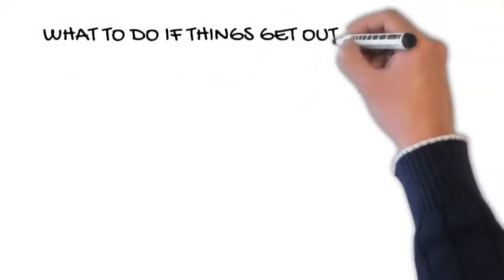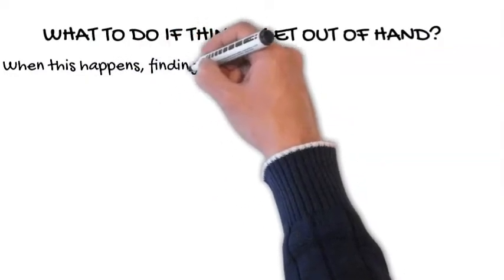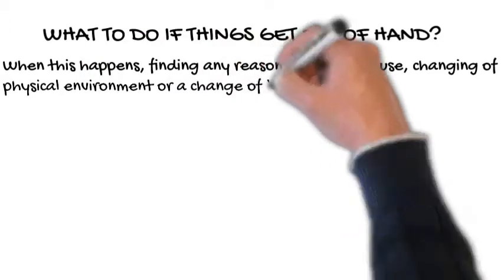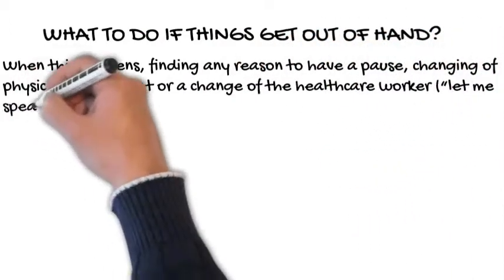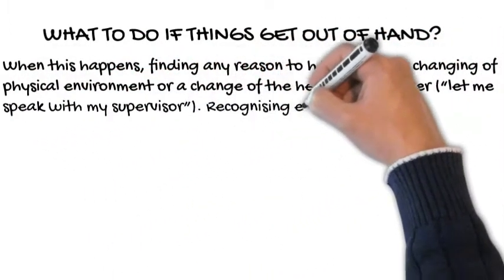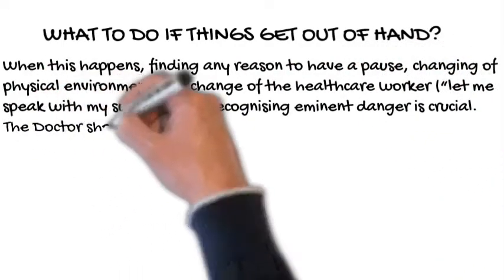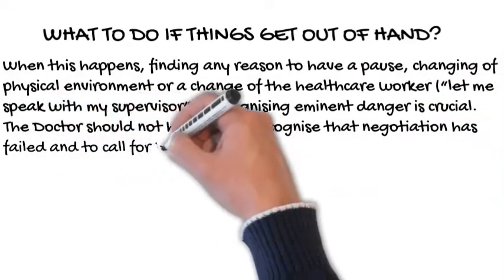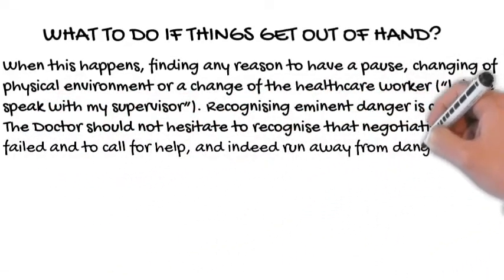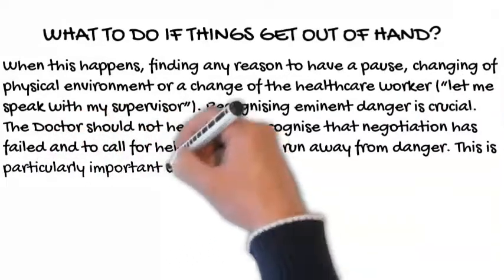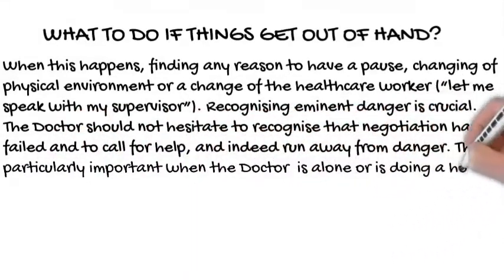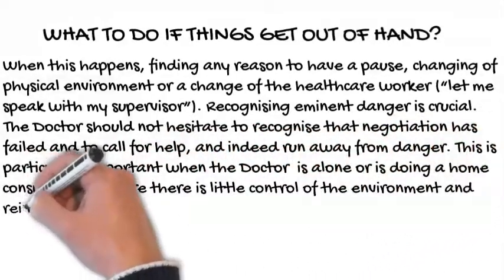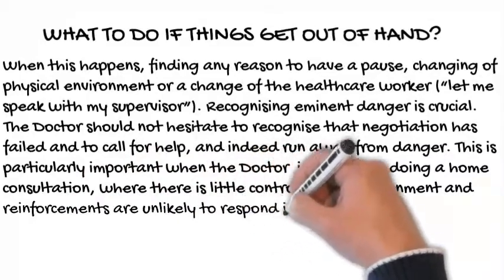What to do if things get out of hand? When this happens, find any reason to have a pause, a change of physical environment or a change of the healthcare worker. Let me speak with my supervisor. Recognizing imminent danger is crucial. The doctor should not hesitate to recognize that negotiation has failed and to call for help, and indeed run away from danger. This is particularly important when the doctor is alone or is doing a home consultation, where there is little control of the environment and reinforcements are unlikely to respond in time.